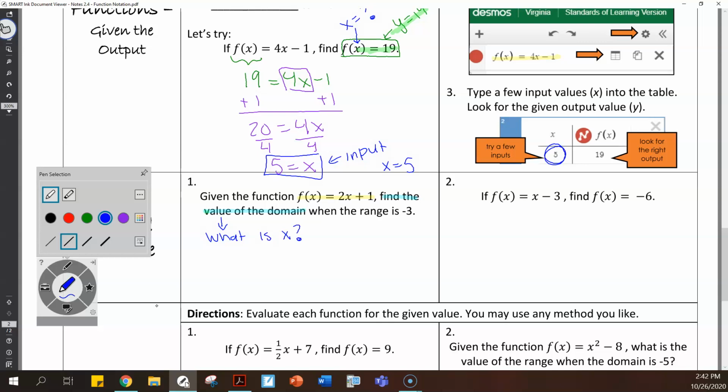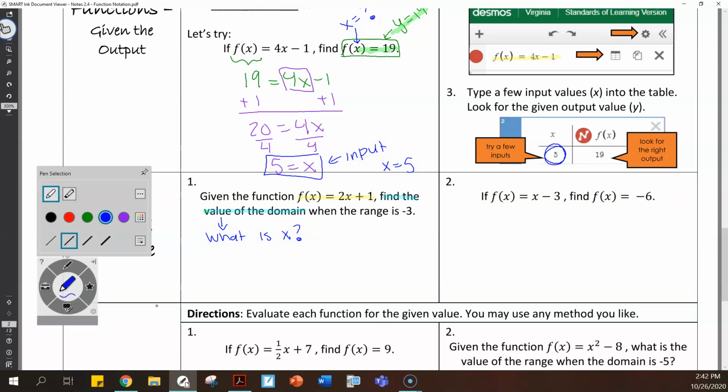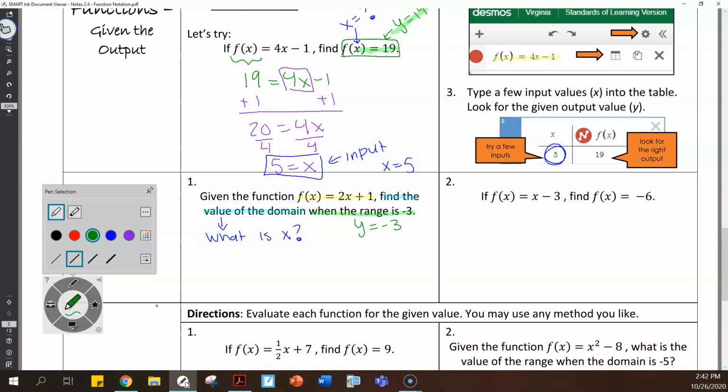Okay, they say, what is the domain? Remember, the domain is the x value, so I'm looking for x here. When the range is negative 3. So they tell me that y equals negative 3. Excuse me, when the range is negative 3. I'm looking for where y equals negative 3. So I'm going to use Desmos here.